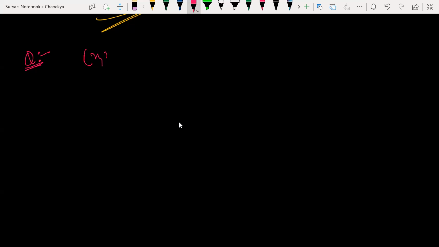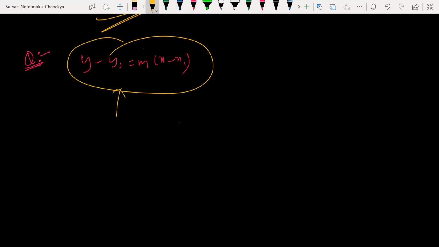x1 into x2 bracket, y1 into y2 bracket. Yes, sir. There are no formulas like that related to this. You have different formulas. y minus y1 is equal to... This is what is called the point slope form.